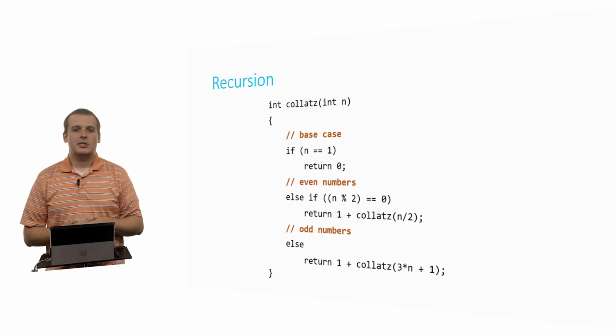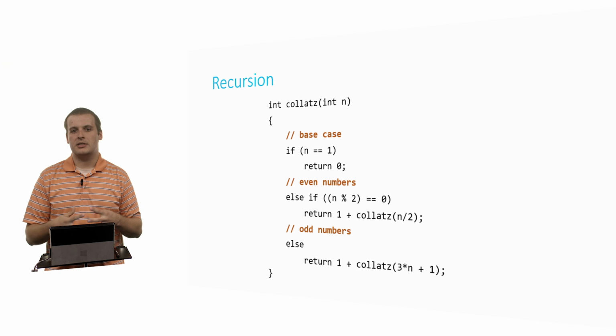All right, so hopefully you have paused the video and you aren't just waiting for me to give you the answer here. But if you are, well, here's the answer anyway. So here's a possible definition of the collatz function. Our base case, if n is equal to 1, we return 0. It doesn't take any steps to get back to 1.